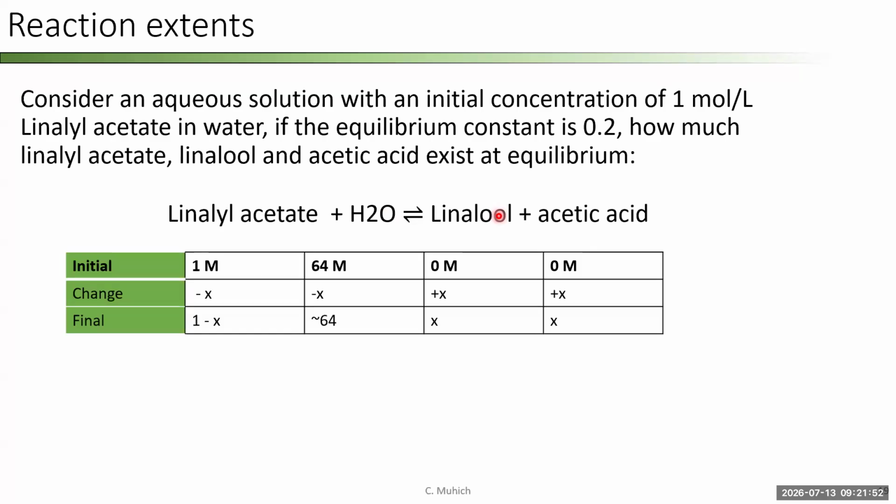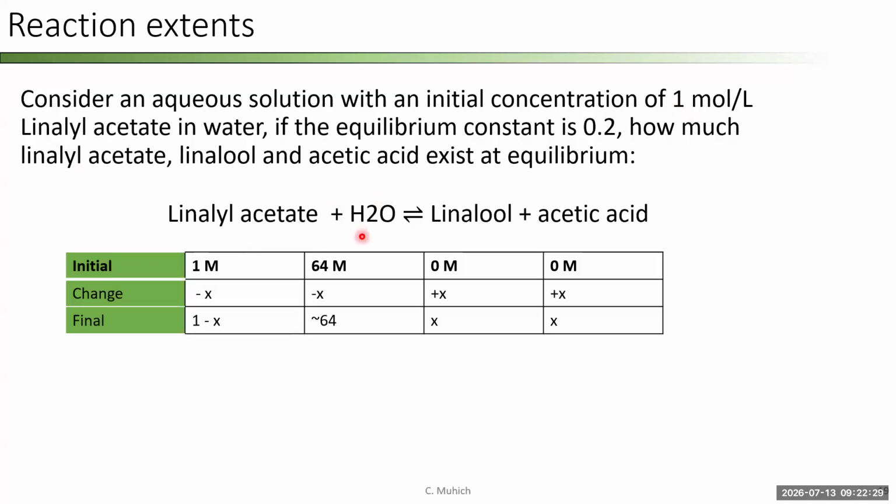We're going to do this using what we can call an ICE table: initial, change, final. This is how we're going to approach all calculation of reaction extents. Up in this initial spot, we can write out how much of each species is there initially. The question asks us, if we have 1 mole per liter of linalyl acetate, how much do we have initially? Well, 1 mole per liter.